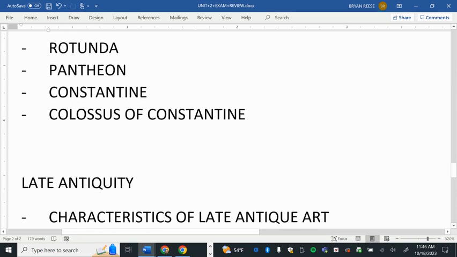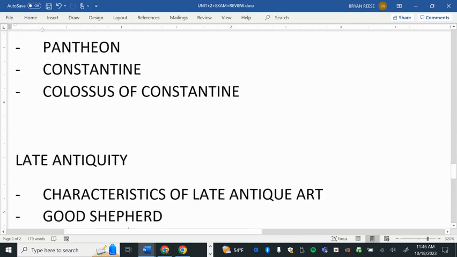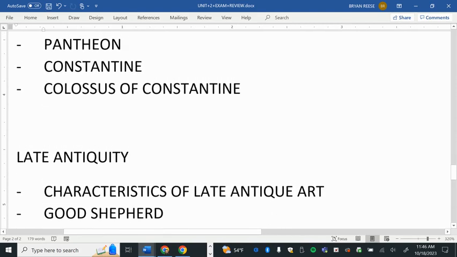So realism is not a characteristic of late antique art. All right, the Good Shepherd. That is Christ shown with sheep. Usually he has one sheep draped around his neck, that he has gone and found, a lost sheep, and brought it back to the fold. He has rescued that sheep, and that's what he does for us.